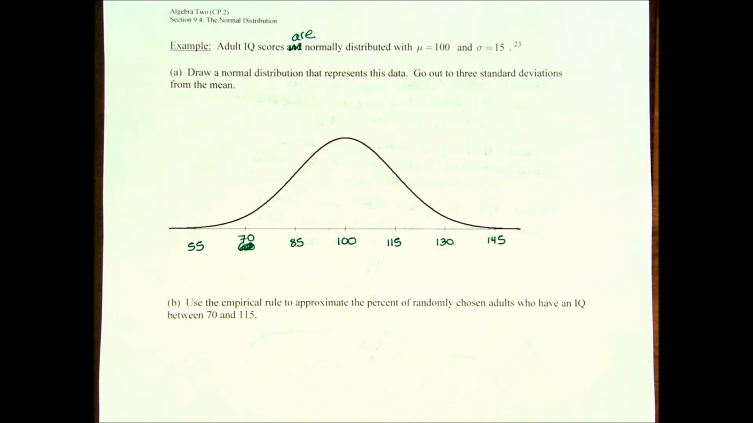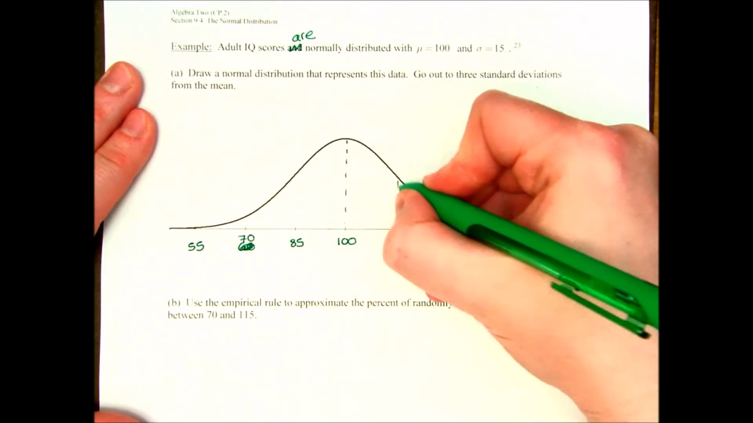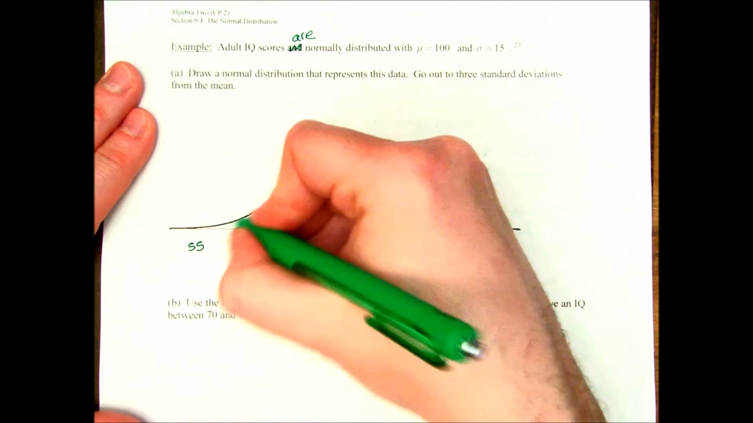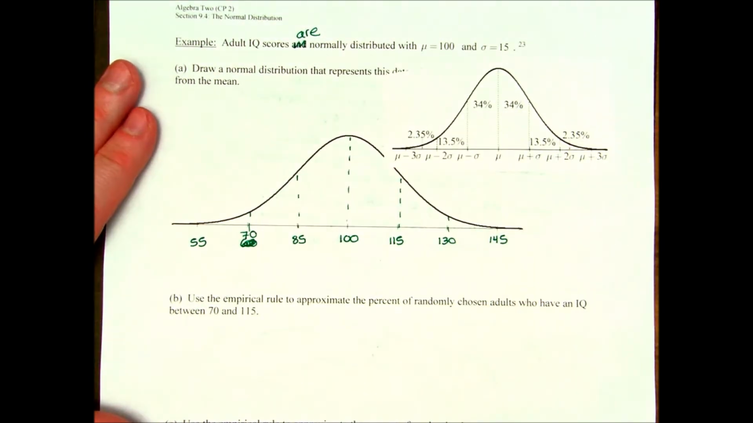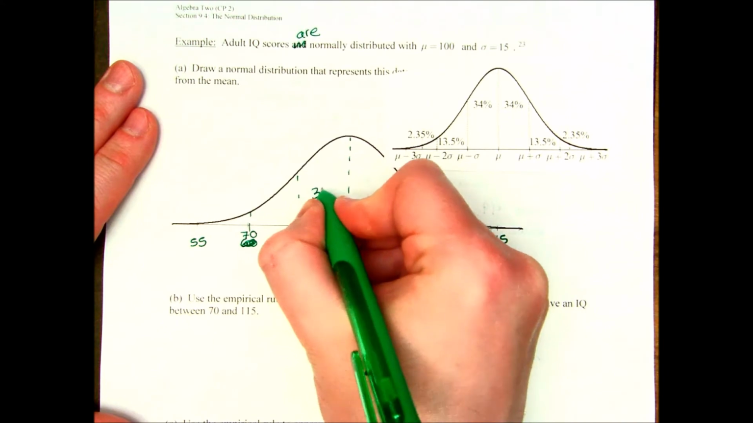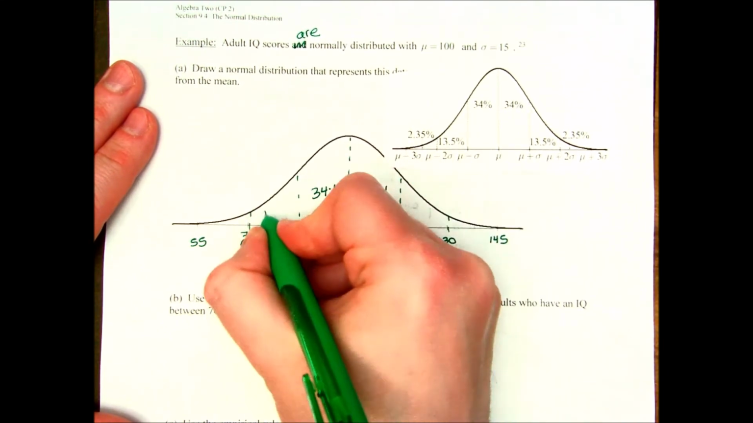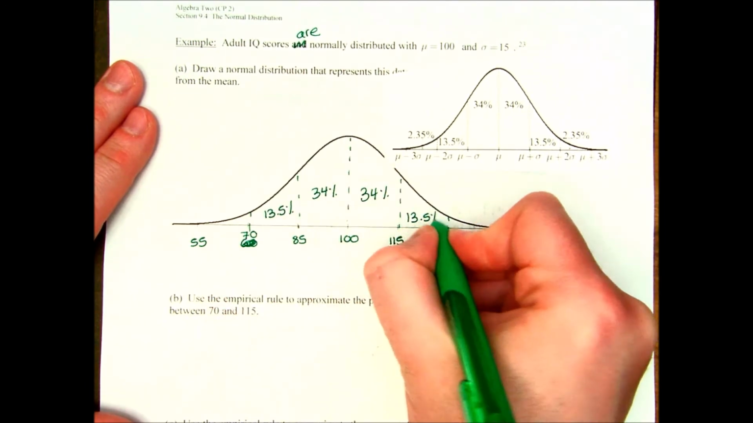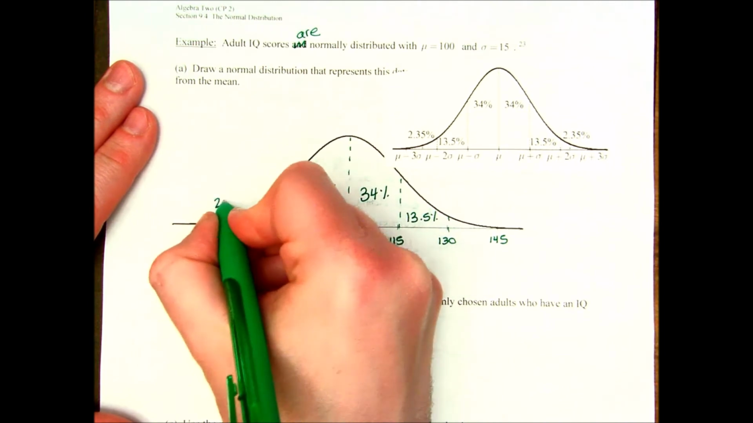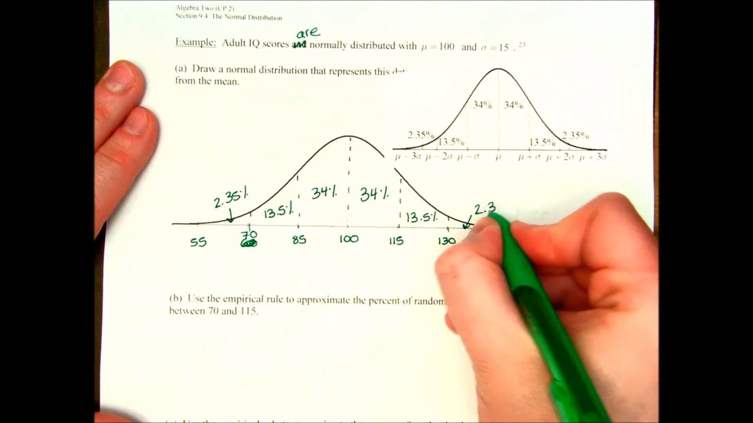Just for fun, I'm going to fill in some percents that I calculated on the previous page. I can't remember these, so I'm going to pretend I have this little thing on the whiteboard in front of the class. I'm going to say that's 34% and that's 34%. I know this is 13.5% of my data and 13.5% of the data. And over here, that's 2.35% of the data and 2.35% of the data.